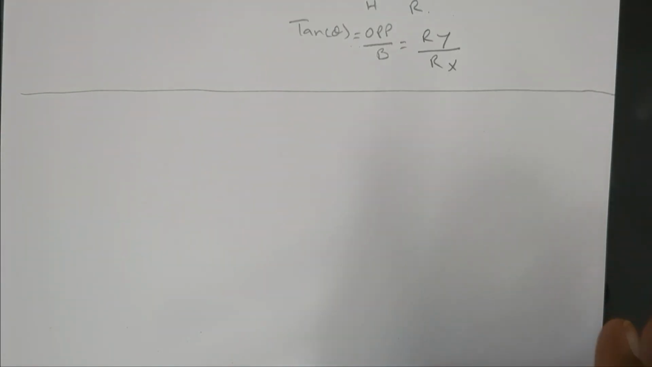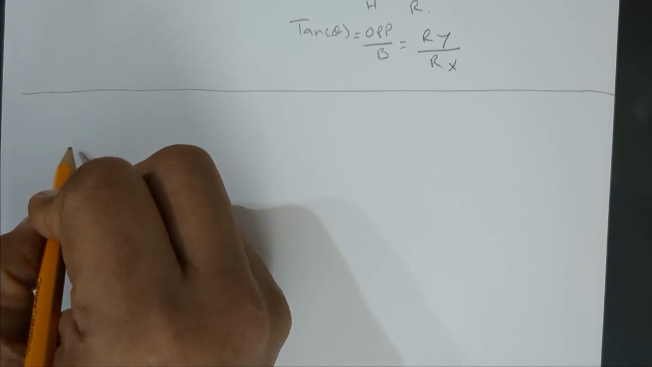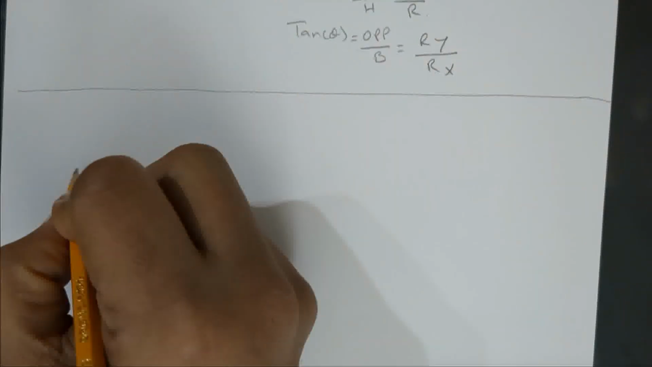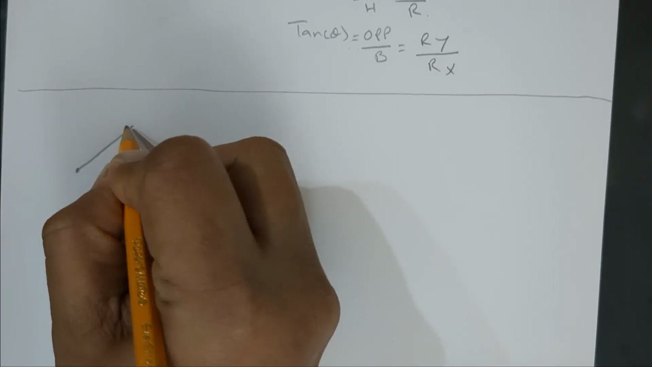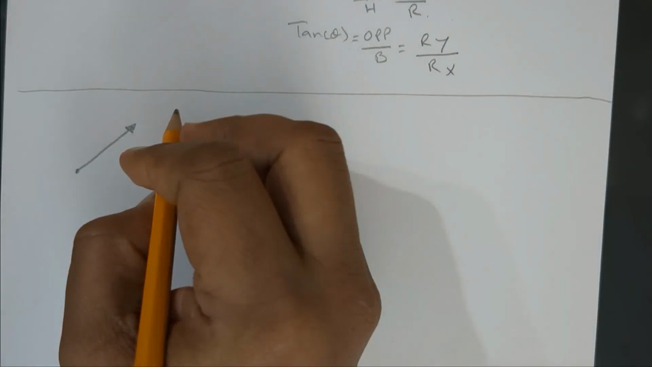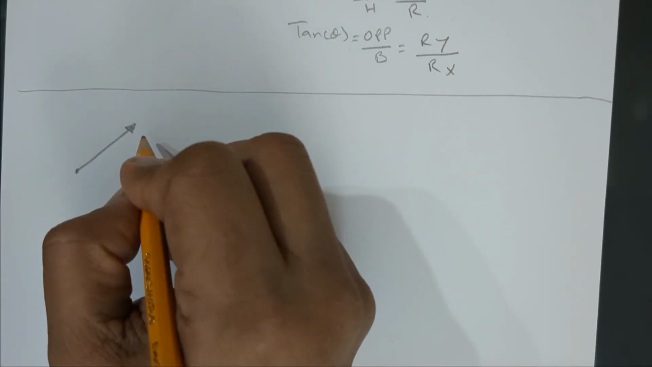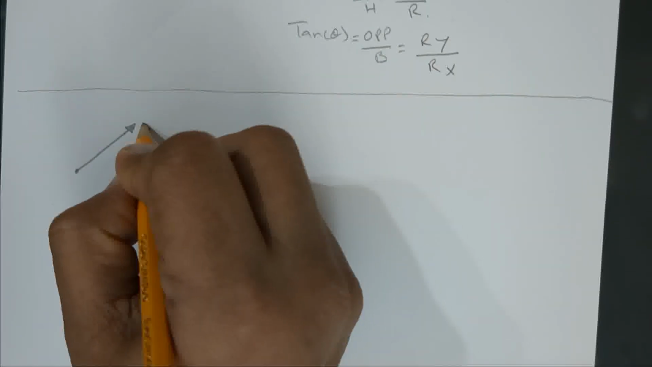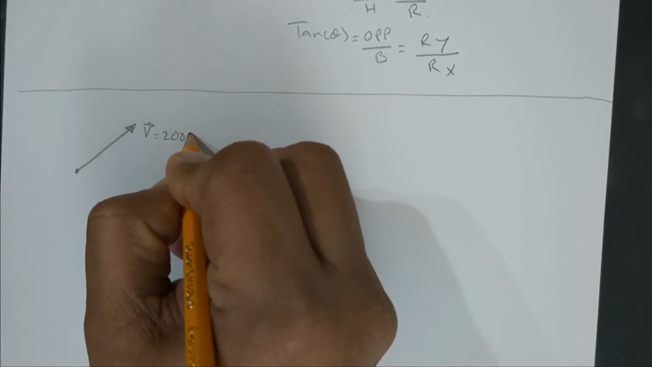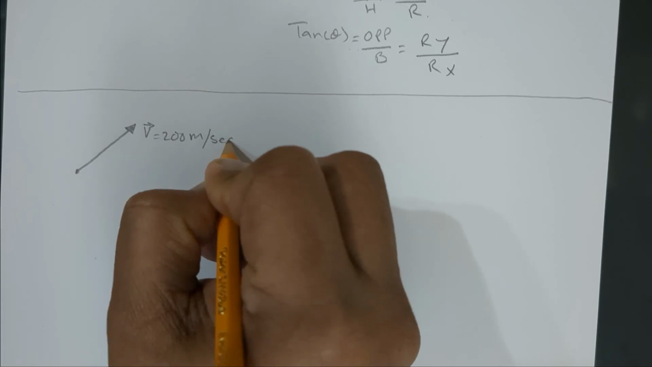So what is the actual problem? Let's imagine that you have something that you want to launch. So you launch something, and it has a velocity of 200 meters per second.